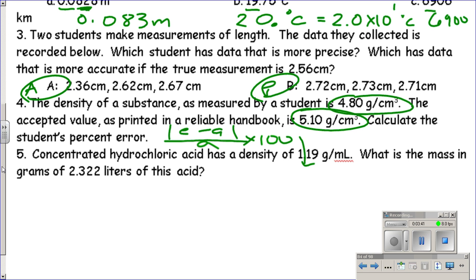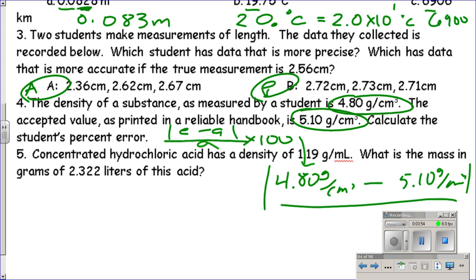So, I'm going to write this down here. 4.80 grams per centimeter cubed minus 5.10 grams per centimeter cubed over, what's the accepted value? Thank you, 5.1 grams per centimeter cubed times 100.